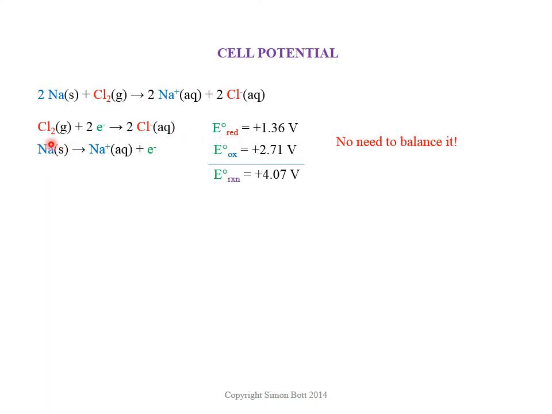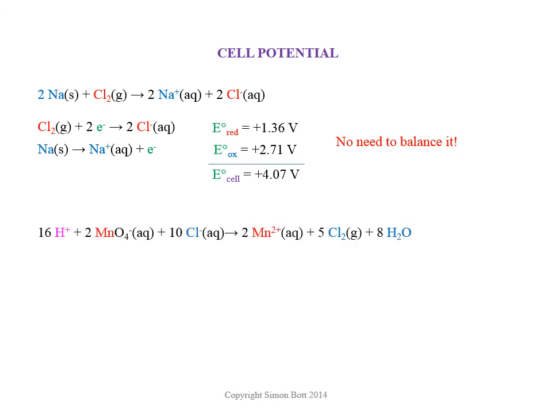The reduction potential for chlorine is always plus 1.36 volts. The oxidation potential for sodium is always plus 2.71 volts. So the total potential for the reaction, 4.37 volts. We usually don't call it a reaction potential. We usually call it a cell potential. And we'll see the reasons for that in a little while.